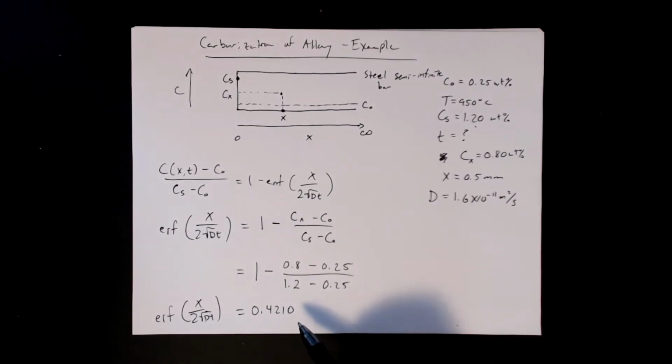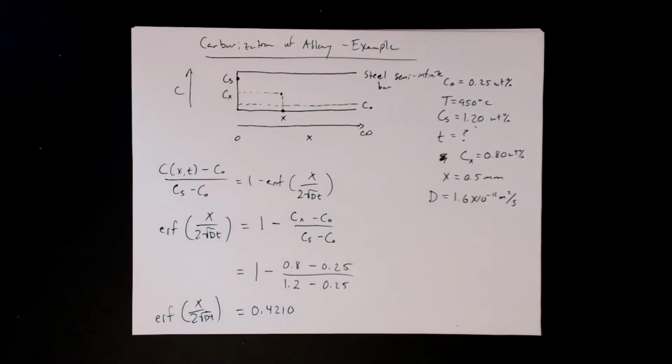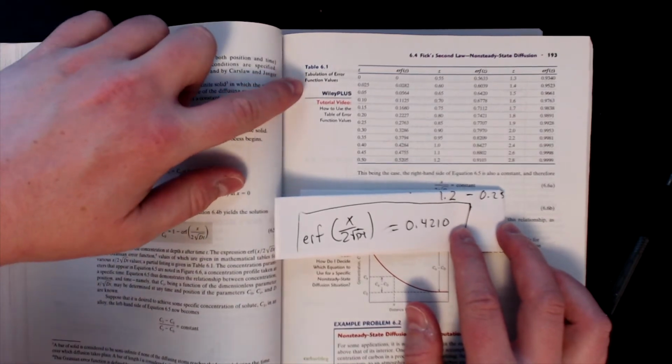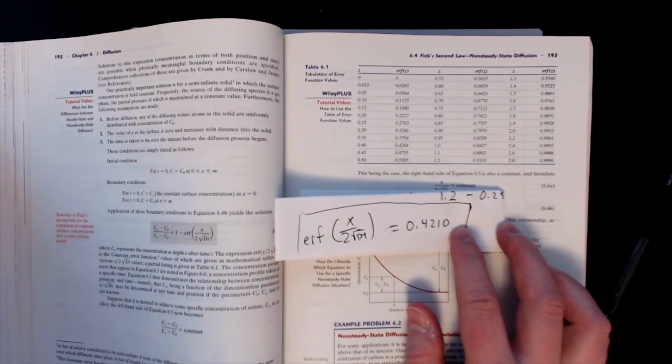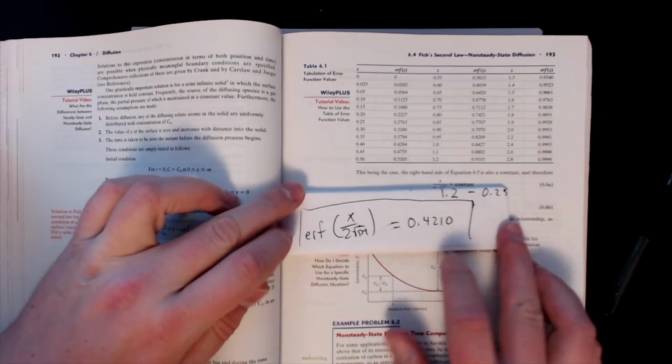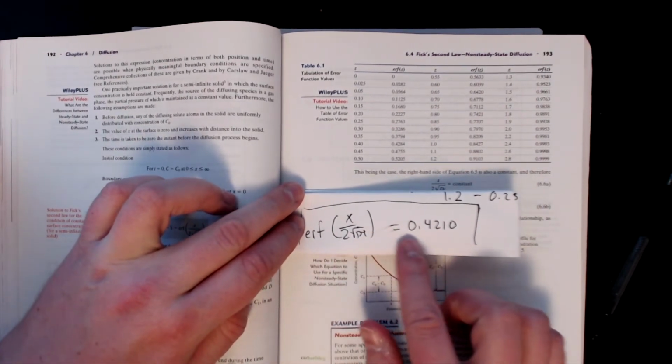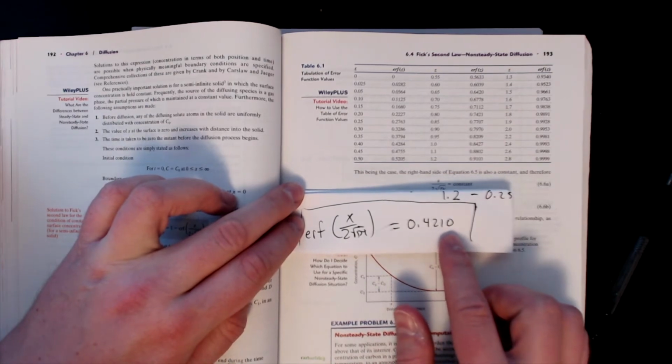All right, so this is where the tabulated values come in. And so this is where we're going to have to look at that table. And so we'll go ahead and look at the table, and then we'll see what we can do with that. All right, so I've opened up the textbook, and I'm looking at table 6.1, so you can do that in your book as well. And I have the value, right? So I know the ERF of this expression is equal to 0.4210.